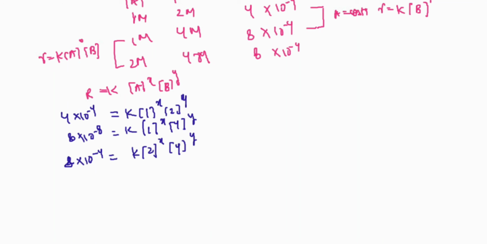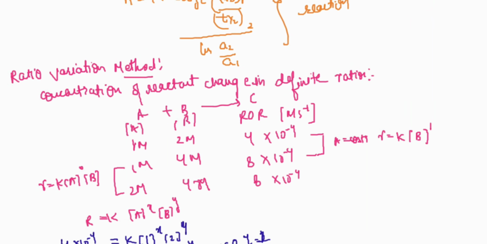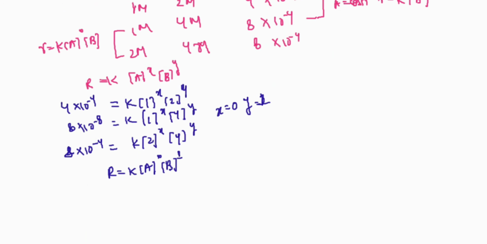Now if we divide the equations, we get the value of x equals 0 and y equals 1. So here also we can write the rate as proportional to A raised to the power 0 and B raised to the power 1. This is the ratio variation method, an important method by which we calculate the order of the reaction from experimental data.